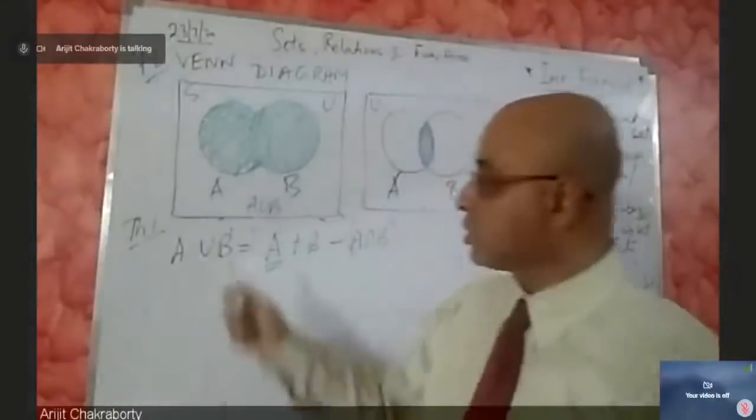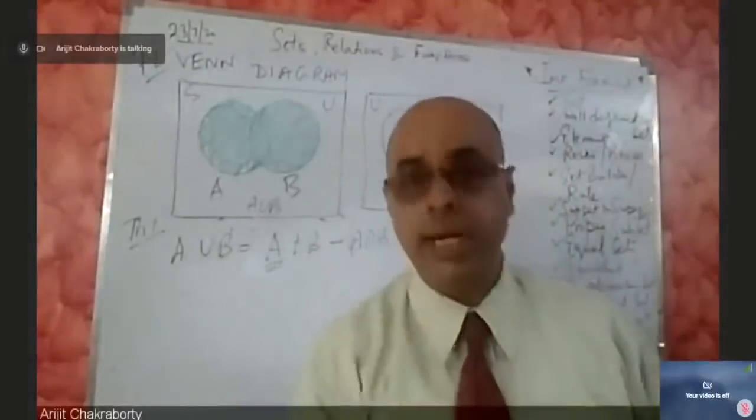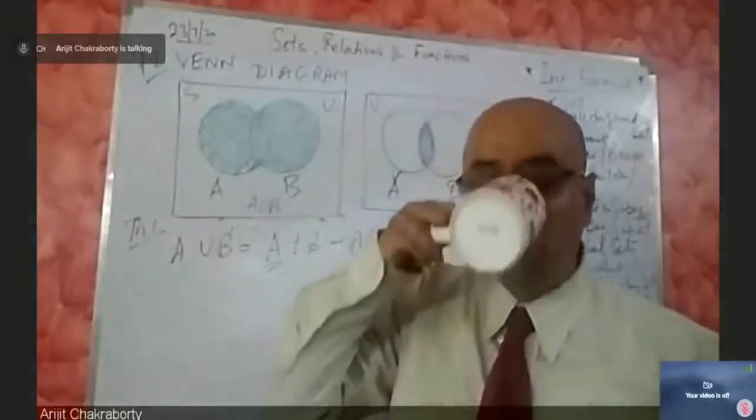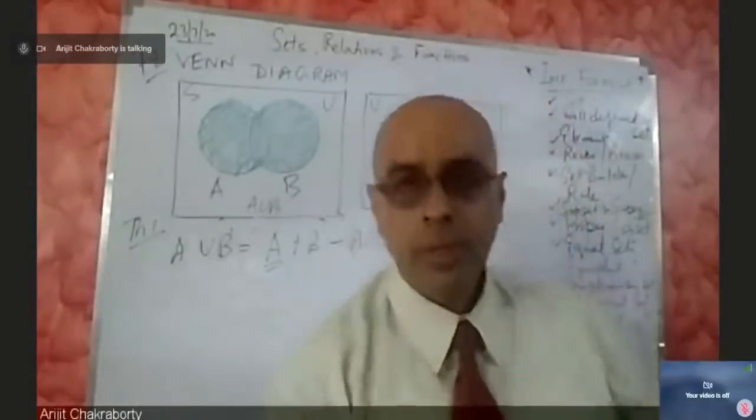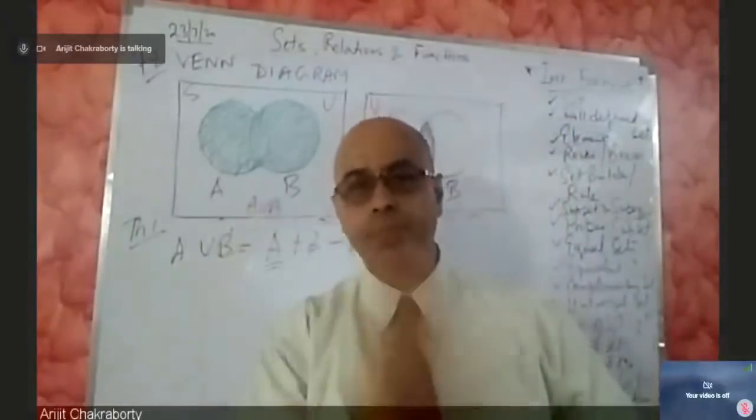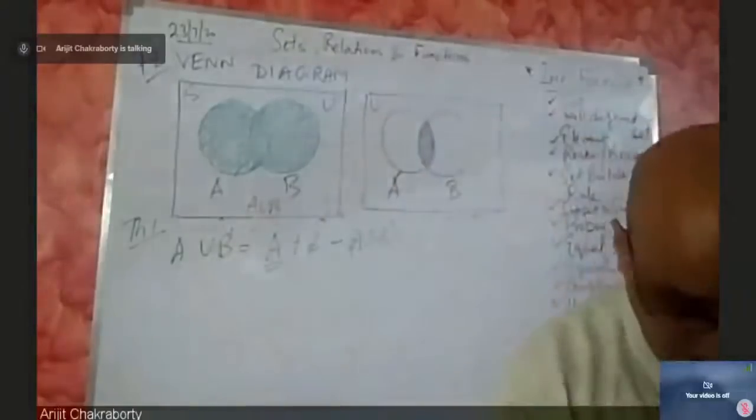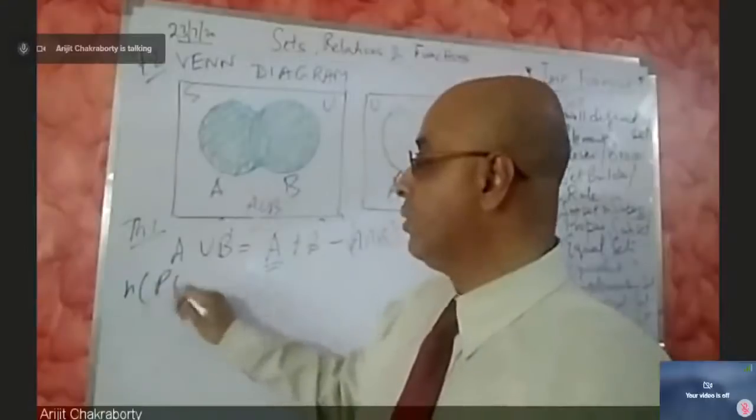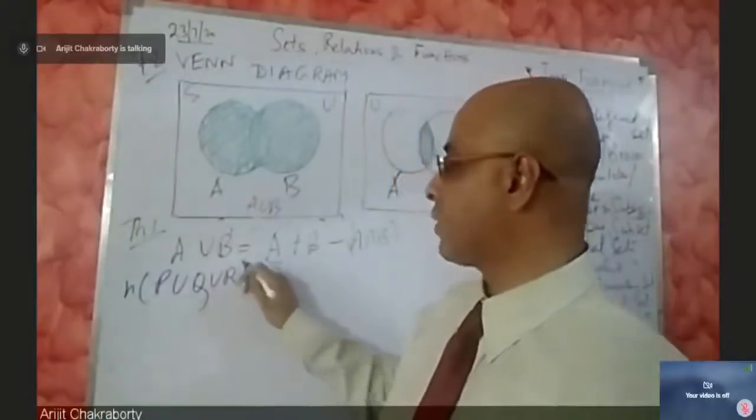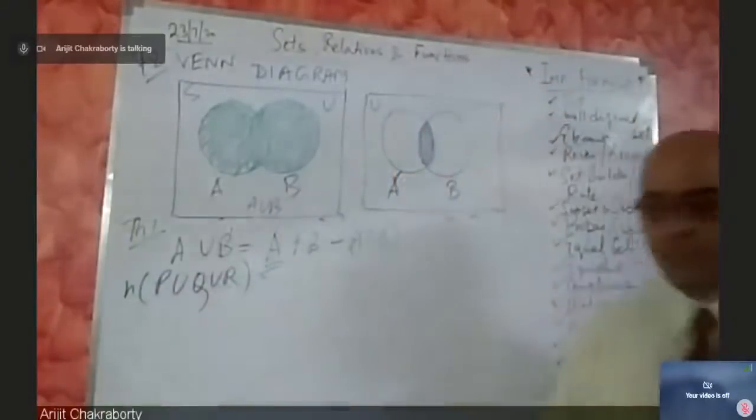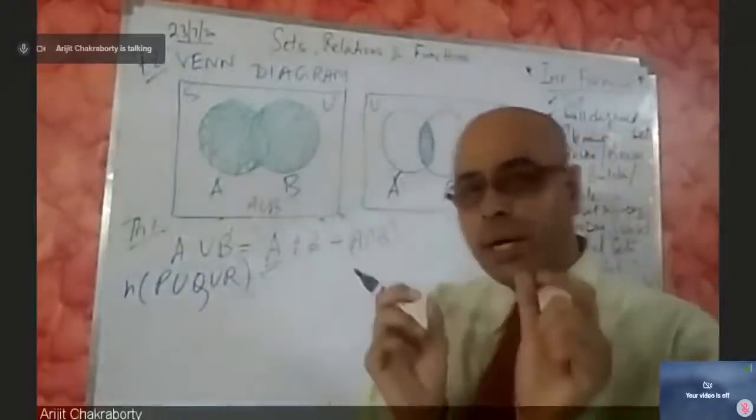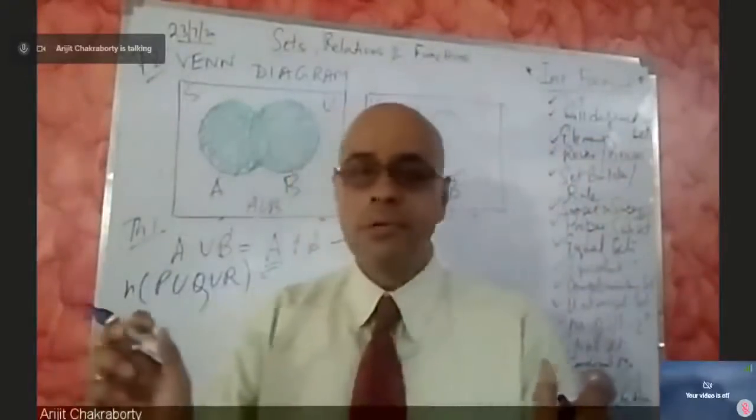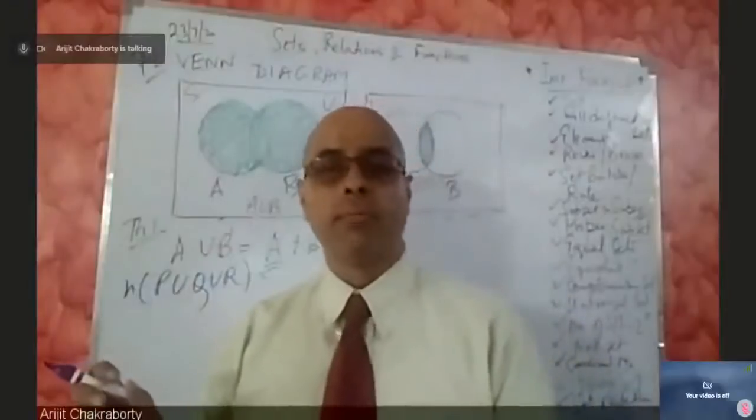Now this is for 2 sets, A and B. But if you have 3 sets, P, Q, R, what is the formula? So P union Q union R. For 3 sets, the formula is a little bit longer, but I'm sure you will be able to remember it.